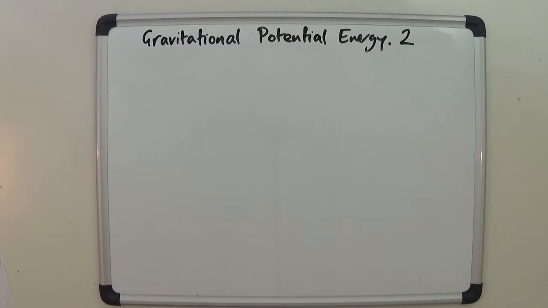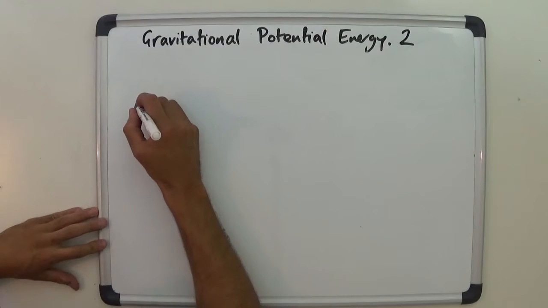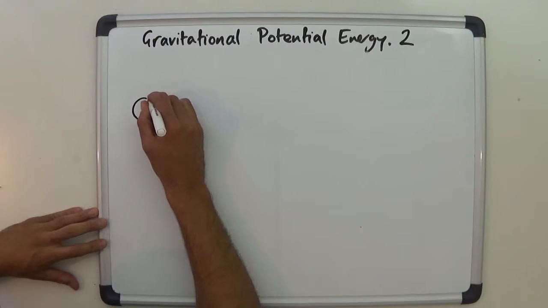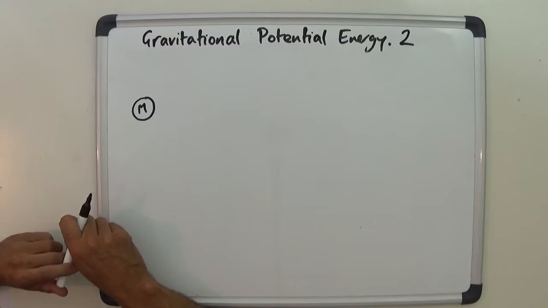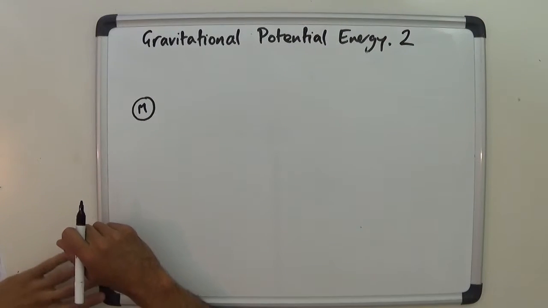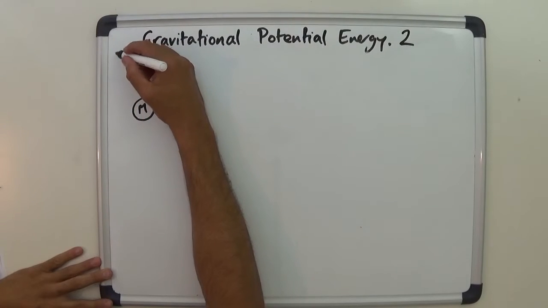Okay, gravitational potential energy part 2. In the last video we established that when you move against the gravitational field, the gravitational potential energy of an object increases, and when you move in the direction of a gravitational field, the gravitational potential energy of an object decreases. And we decided to set the place where the gravitational potential energy was 0 as being at infinity.